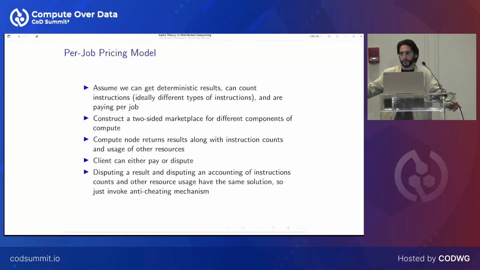And then the client can choose to pay the pre-agreed upon price based on that result, or it can dispute, right? And if it disputes, disputing a price is basically the same as disputing a result. Because how do you actually check that the instruction count is correct? Well, you just send it to another node and ask that node to compute the result itself, and then you invoke the anti-cheating mechanisms that you were using before, right? Ideally, if that first node was honest, and that second node is honest, it should return the same result with the same instruction count.